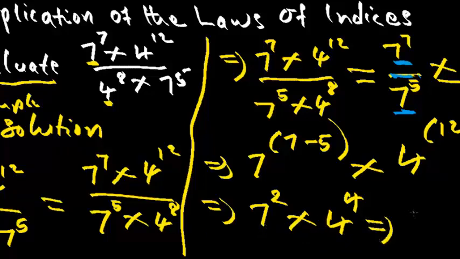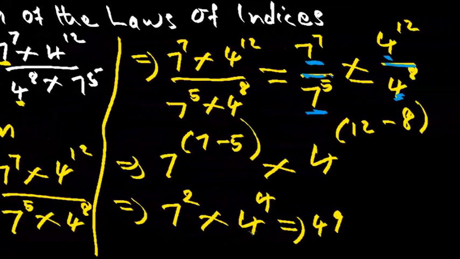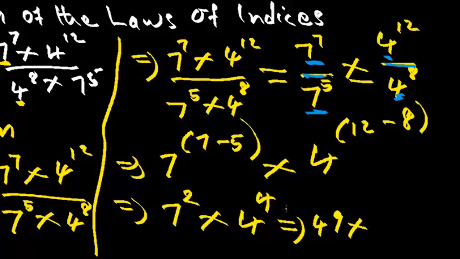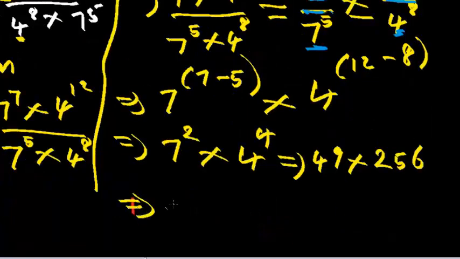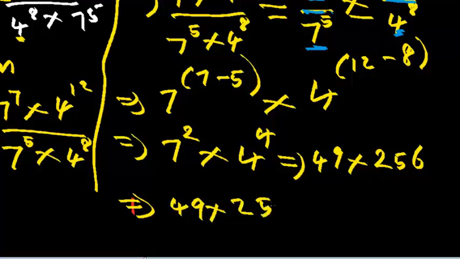7 exponent 2 means 7 times 7, and that is 49. Now 4 exponent 4 means 4 times 4 times 4 times 4, and that is 256. So we now proceed from here. That means 49 times 256, and we are getting 12,544.